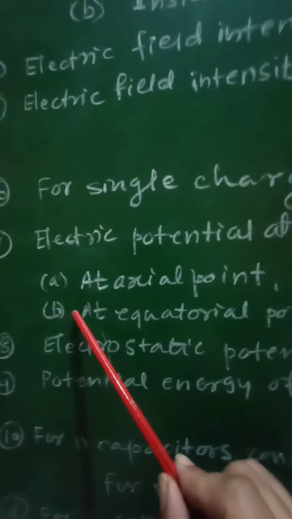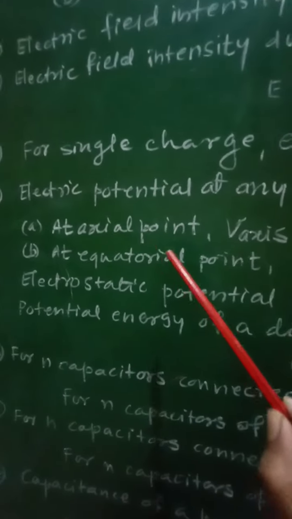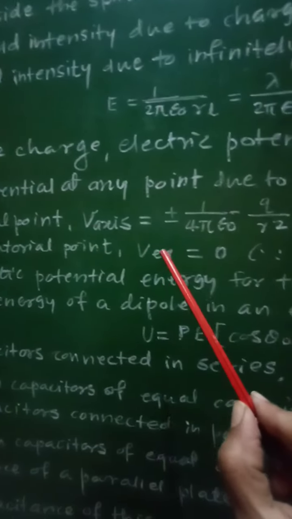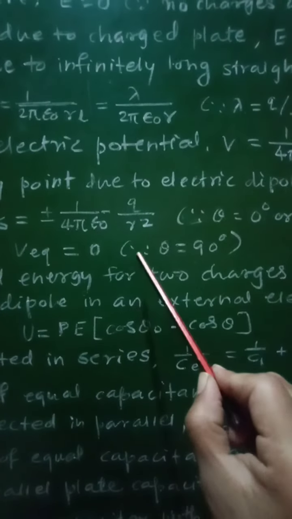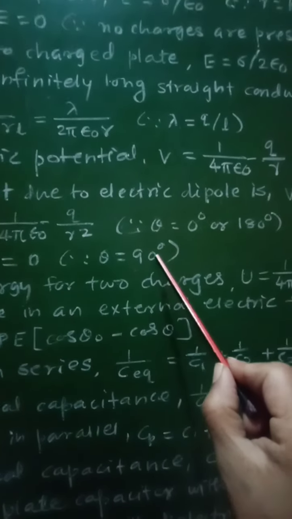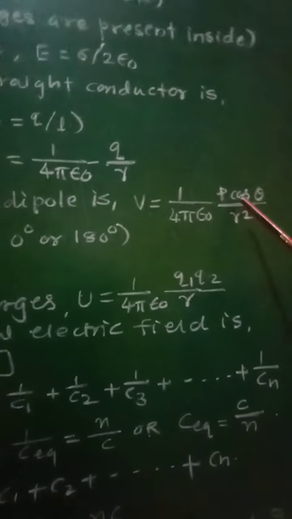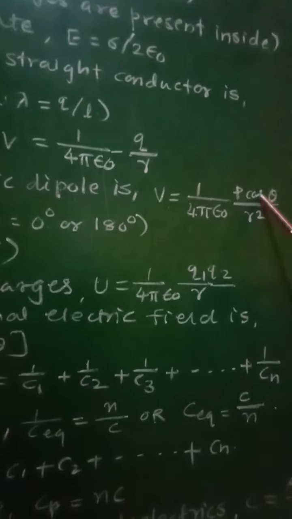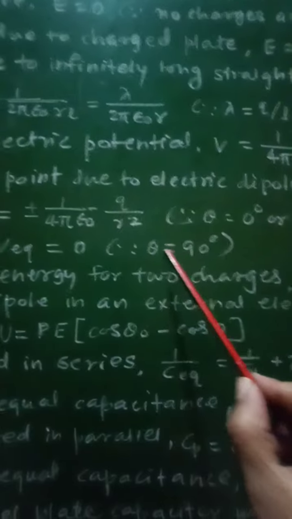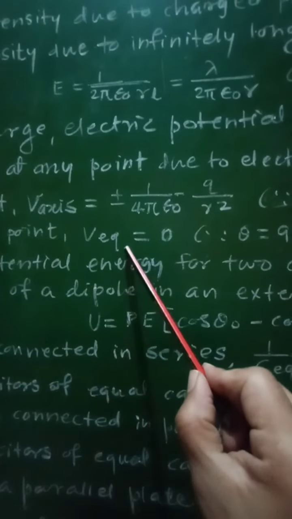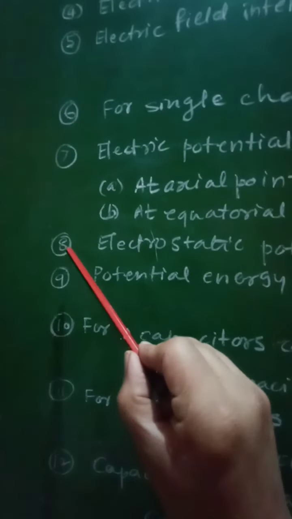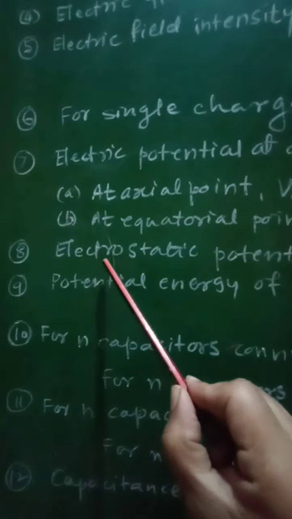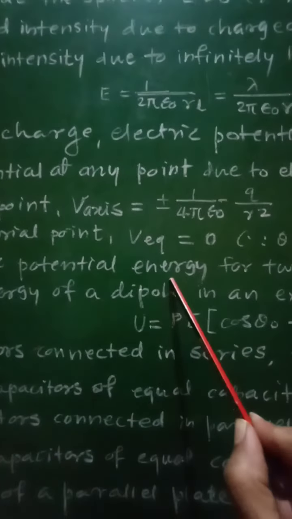Then case B will be at any equatorial point. If any point lies along the equator of that electric dipole, then phi equator will be equal to 0, since for that equatorial point theta will be equal to 90 degree. If theta is equal to 90 degree, then cos theta will be equal to 0, and therefore phi equatorial will be equal to 0.